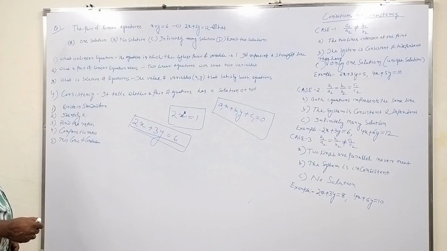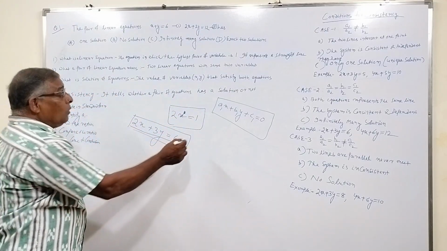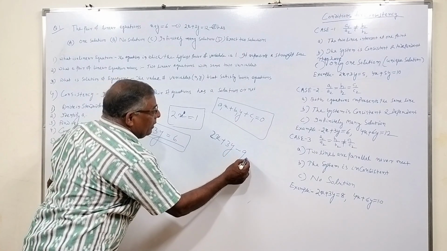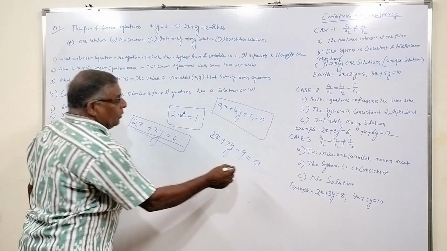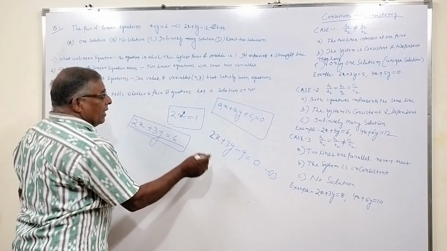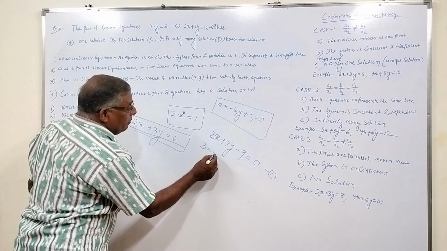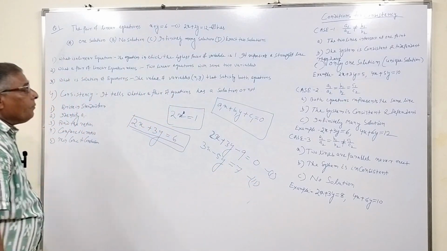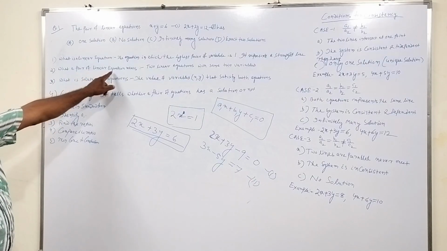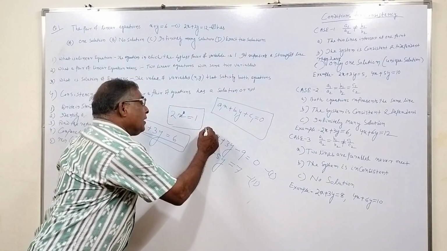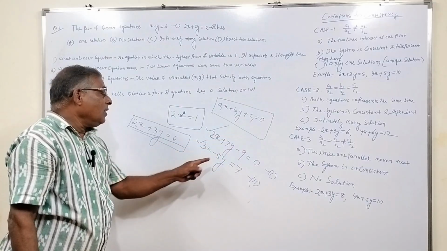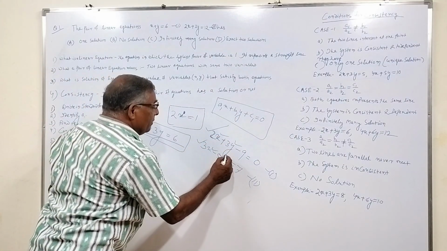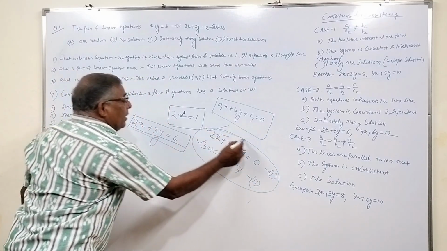What is a pair of linear equations? Two linear equations with the same two variables. Suppose the first equation is 2x plus 3y minus 9 equals 0, equation 1. Another equation, 3x minus 5y equals 7, equation 2. A pair of linear equations means not just two linear equations, but two linear equations with the same two variables, x and y. So, this is a pair of linear equations.